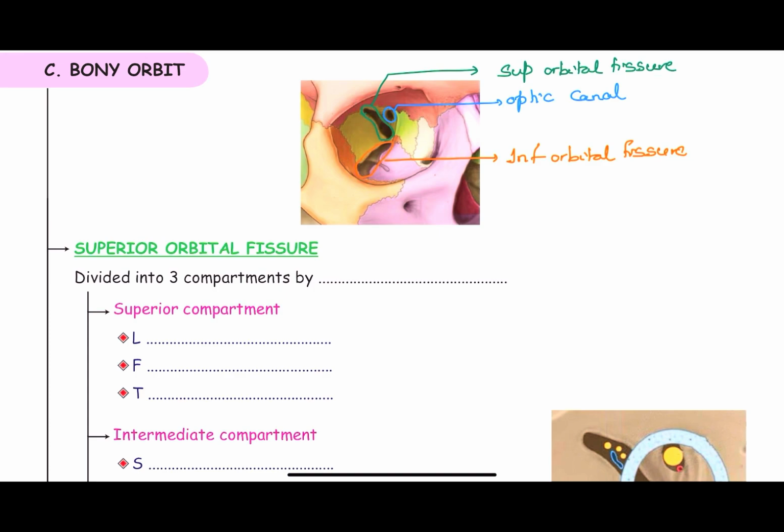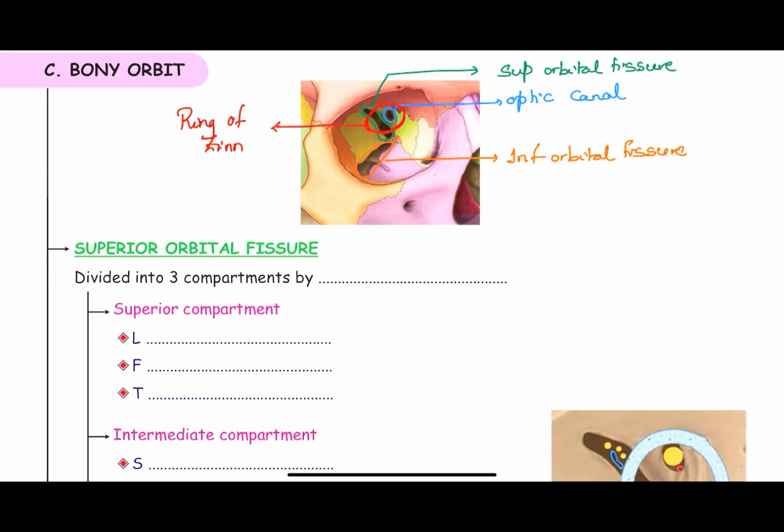Now here there is one important ring present called the ring of Zinn. What is this ring of Zinn? It actually gives the origin for the extraocular muscles in the form of a circle, and that circle is called the ring of Zinn. This ring of Zinn is completely enclosing the optic canal and part of the superior orbital fissure. This is called the ring of Zinn.